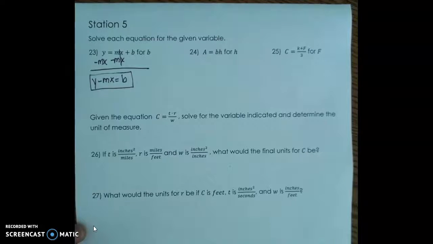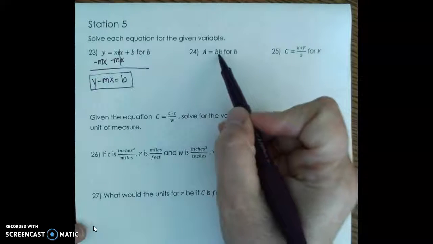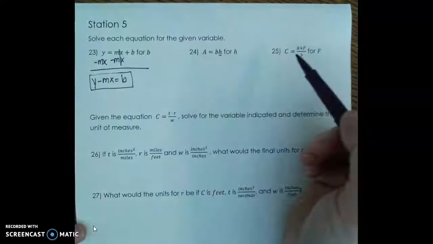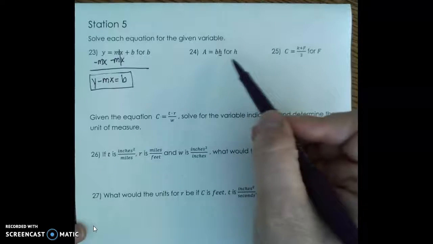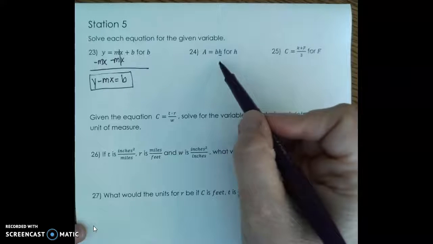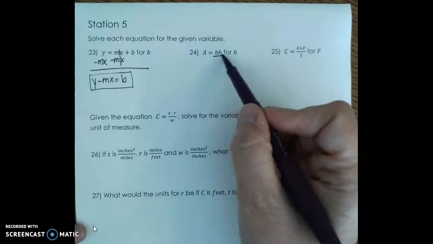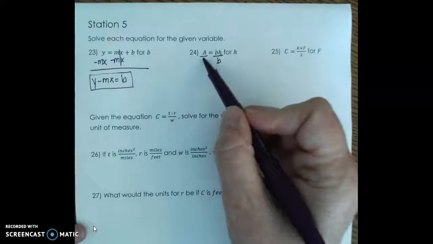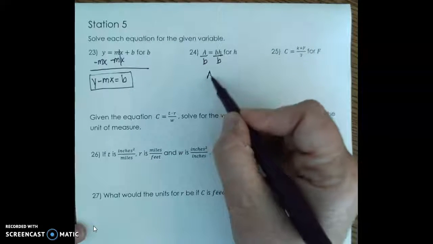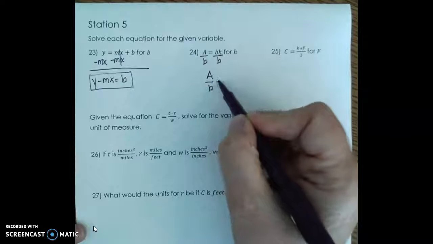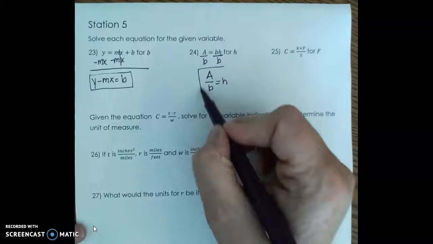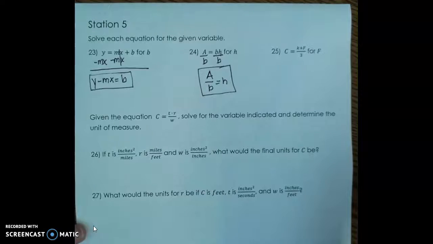When we look at 24, we're trying to get h alone. H is multiplying to b, so to undo their multiplication, we're going to have to divide. We need the b to move, so we're going to divide both sides by b, and you're going to end up with a divided by b equals h as your final answer.